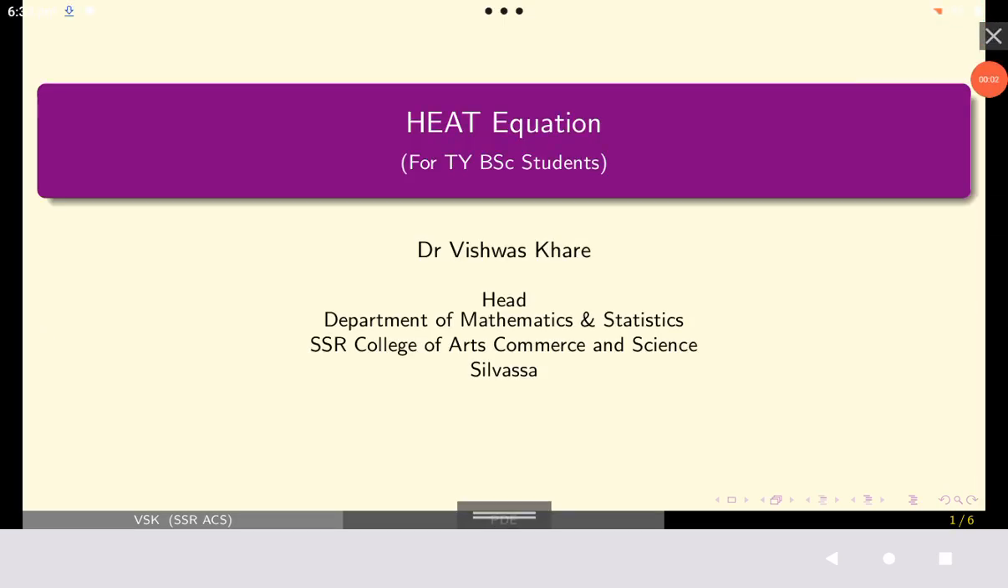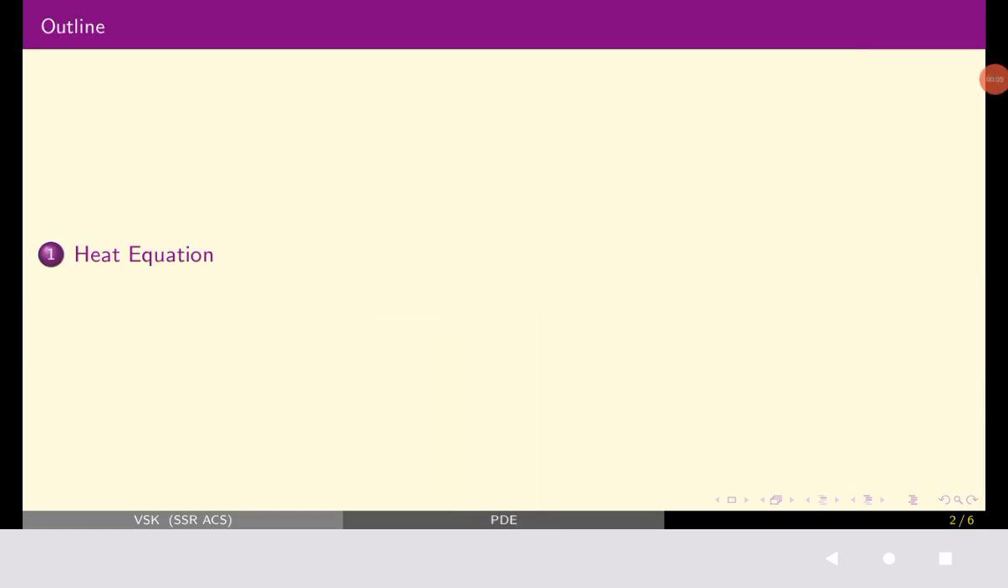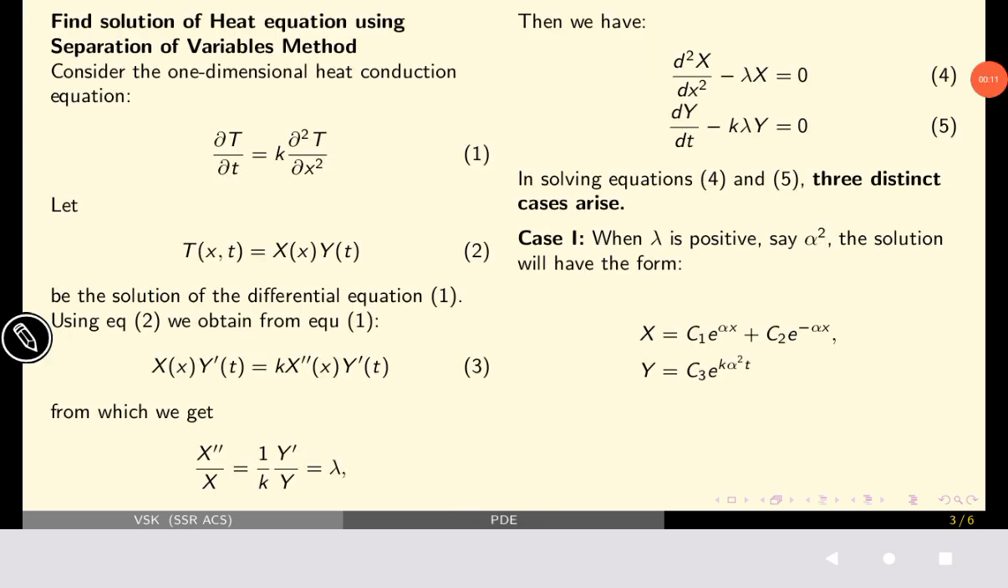The topic of this lecture is the heat equation. We'll cover the heat equation in this lecture. So let us see the problem: find the solution of the heat equation using the separation of variables method.